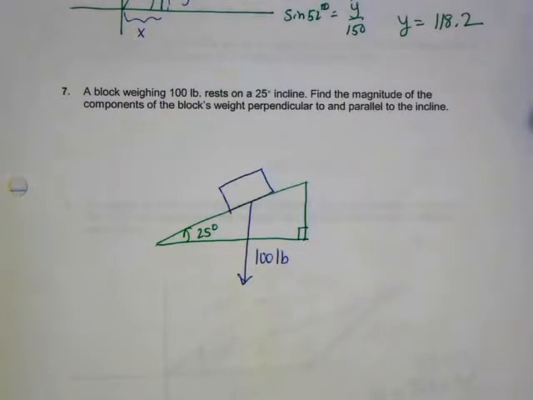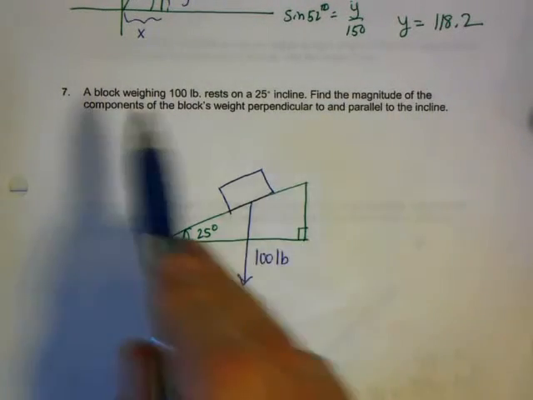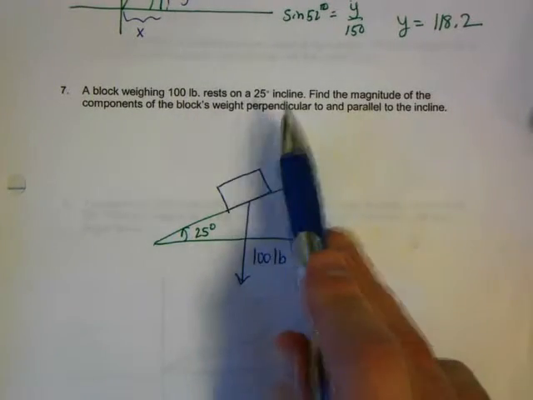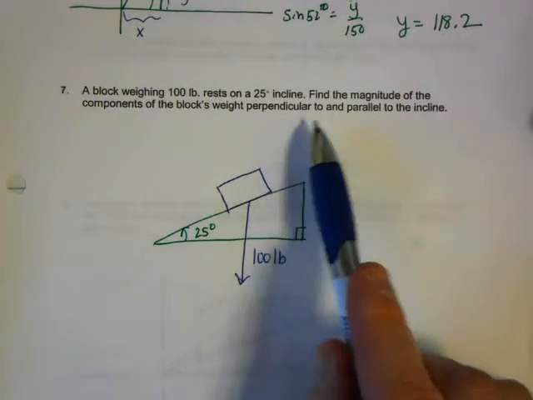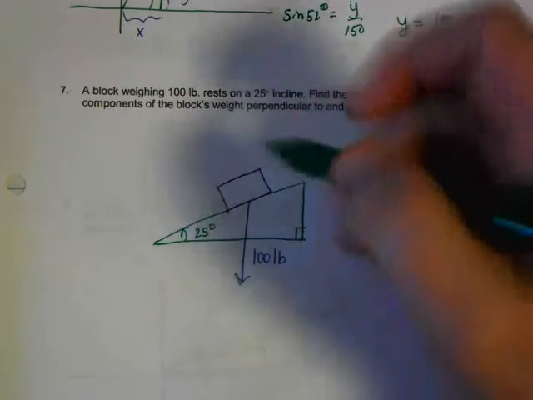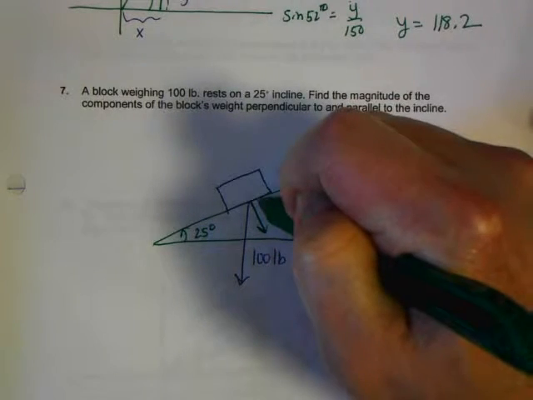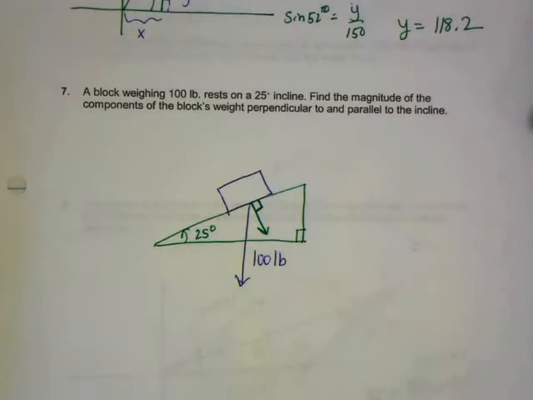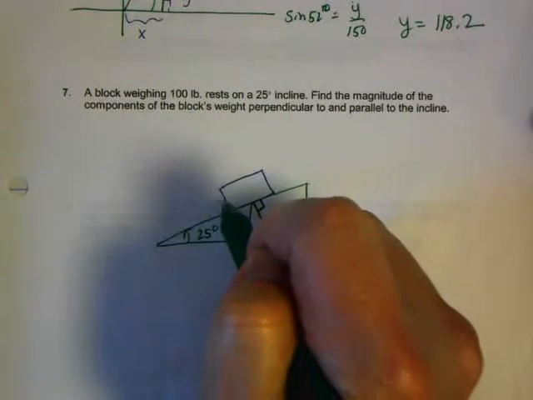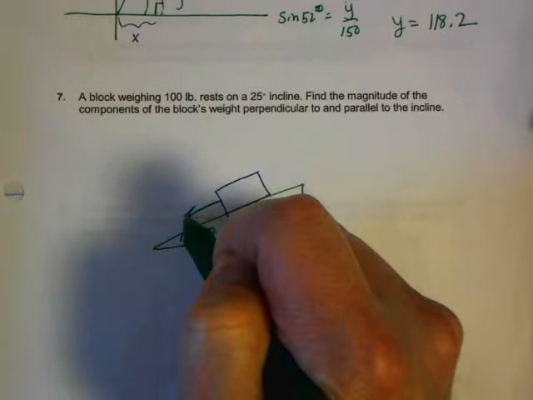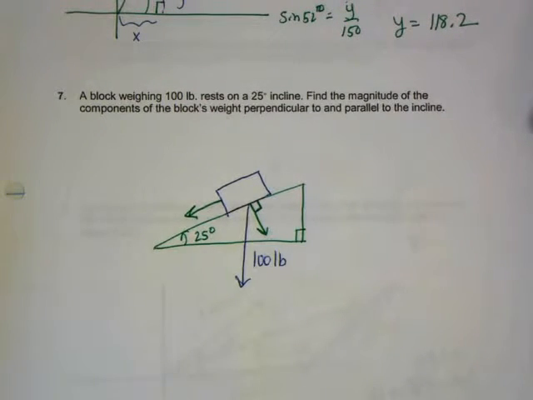And then what it's asking me to do is find the magnitude of the components of the block's weight perpendicular to and parallel to the incline. So it wants this vector perpendicular to the incline. Perpendicular is a fancy word for meaning you have a right angle. And then it also wants this vector, the vector parallel to the incline. So it's not quite the x's and the y's here.